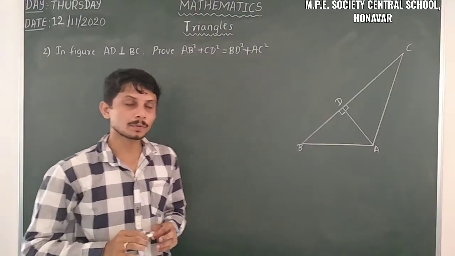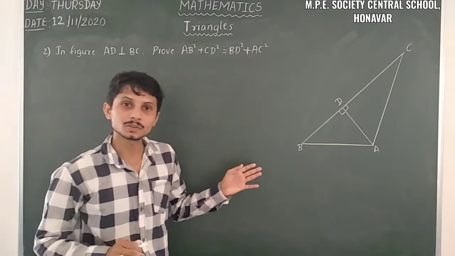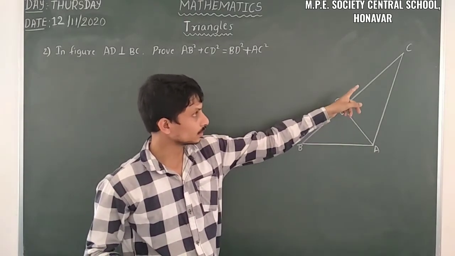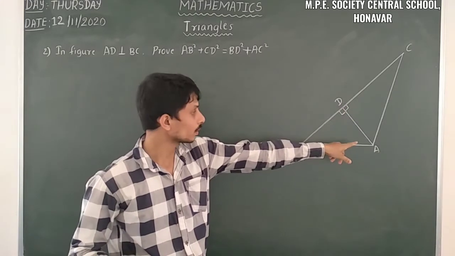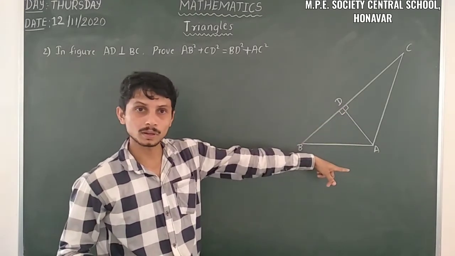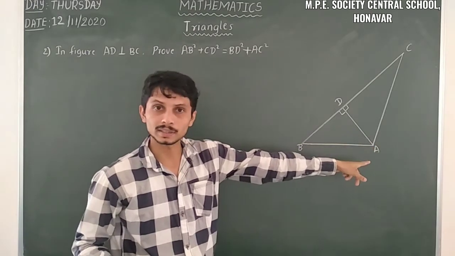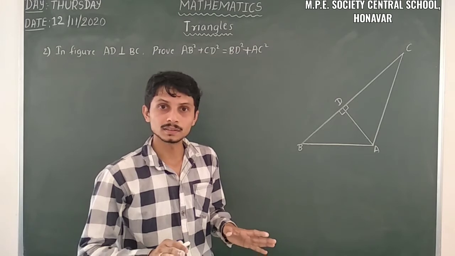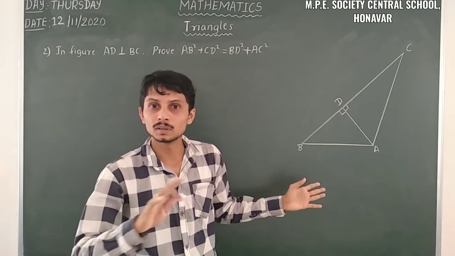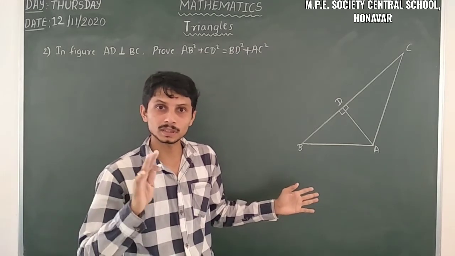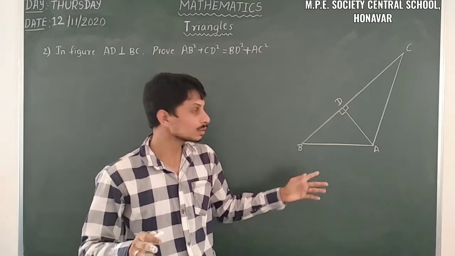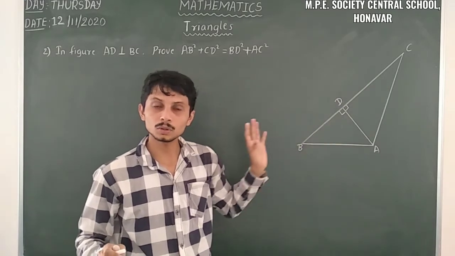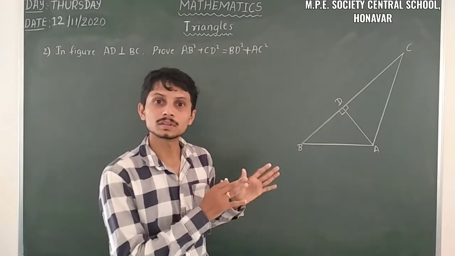So let us take the second problem. It's a very simple problem. Just observe the diagram. Here it is triangle APC. We draw a perpendicular from one of the vertices. Here it is not a right angle, so it is clear that we can't use theorem 6.7. But here we can use the Pythagoras theorem, because here there are two right angle triangles. So here we have to know about the things.